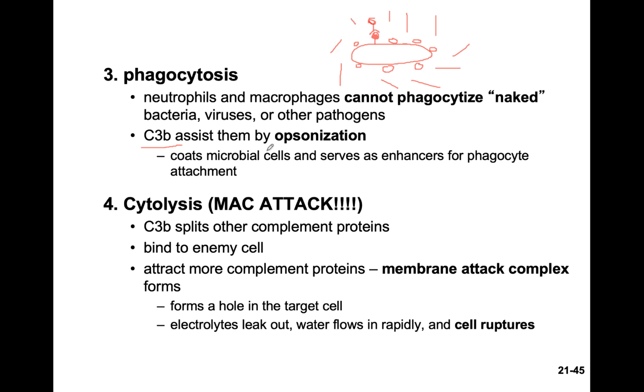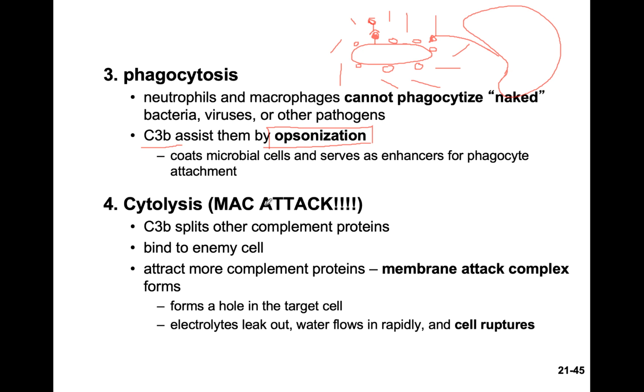This C3b coated bacteria, we call this process opsonization. When you coat a bacteria with C3b, it's called opsonization. You've literally just made the bacteria look like a delicious meal for your macrophages. And the macrophage can now recognize and say, ooh, yummy, I'm going to eat this opsonized bacteria. So the C3b's job is to coat the bacteria. It can create Mac complexes, and it can also do a process called opsonization, where it makes the bacteria visible and look tastier to phagocytes.